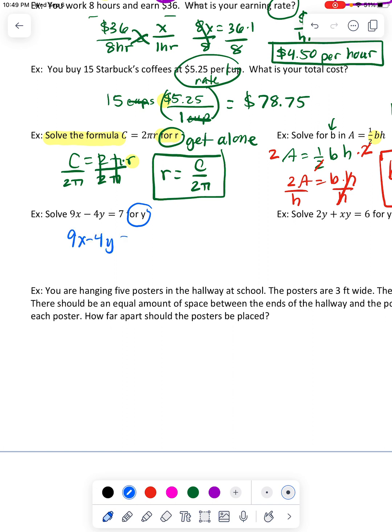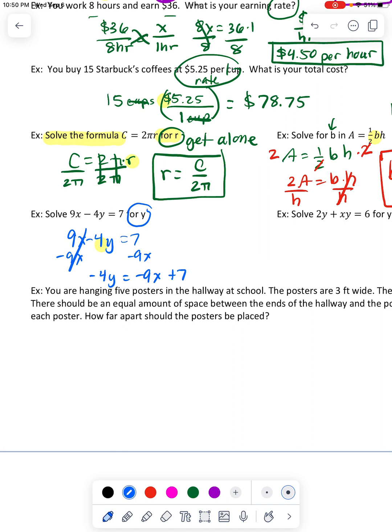So Y has to be by itself. It's currently attached to this -4, and so that's going to be the last thing to leave. So I look at whatever else is over there. The 9x, to get rid of that, I'll need to take it away to the other side. So on the left, I get -4y left. And here, I don't really put the -9x together with the 7 because they are not alike. One has an x, one does not.